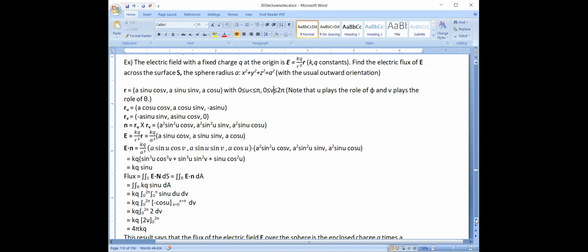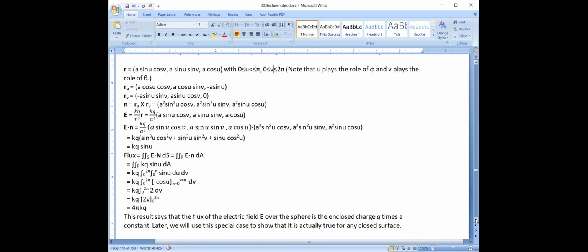Let's take a look at what this says. This says that the flux of the electric field E over the sphere is just the enclosed charge, which was Q, times a constant, which is 4 pi k. So later we're actually going to use this result as a special case. I'm going to show that this is actually true, not just for a sphere. Turns out this is true for any closed surface.